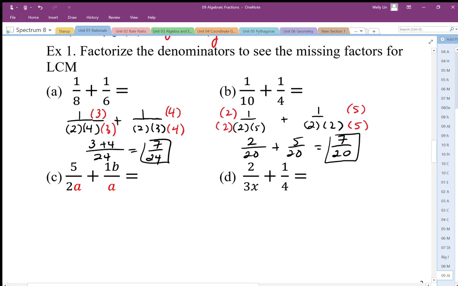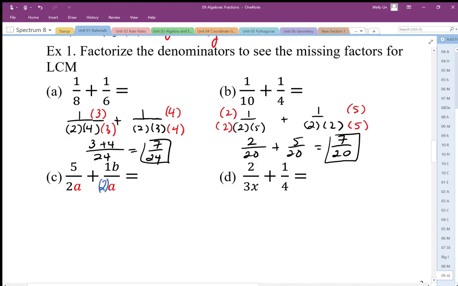So now we kind of already know how to do this with numbers. So how does this apply to algebraic pieces? Well, as long as I understand that these algebraic pieces are just multiplying pieces, I can do the same thing. So for this one here, we're looking at the denominator 2a and a. Well, these are times and divide factors, so I can treat them the same way as I did here. I can ask myself, what is this denominator missing that this guy has? Well, times 2.